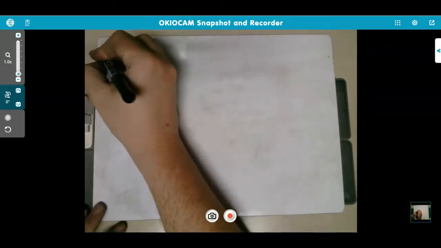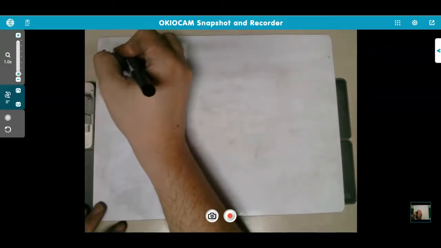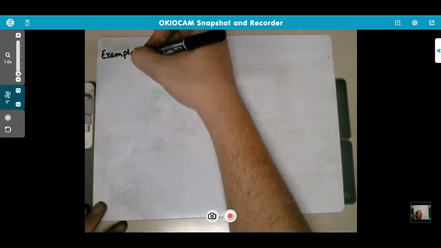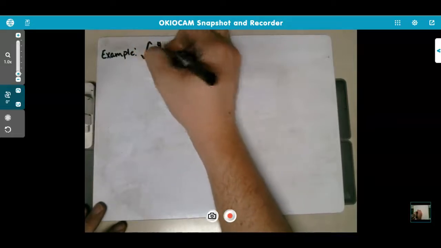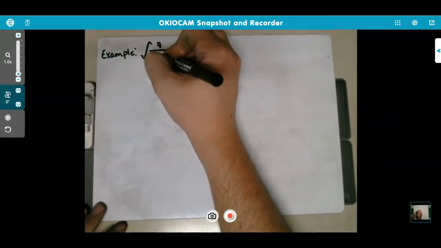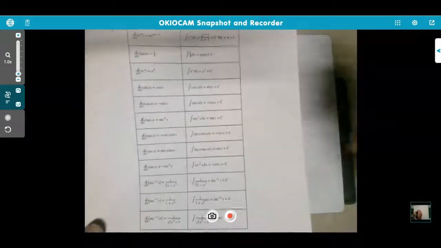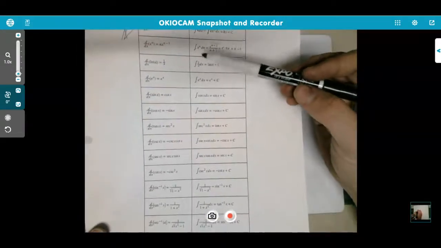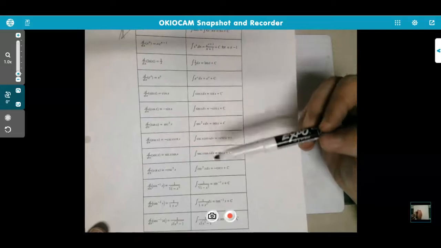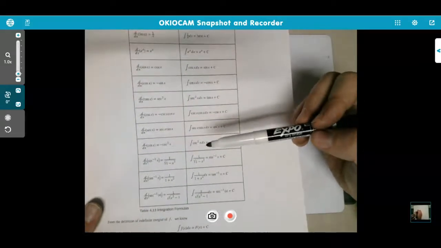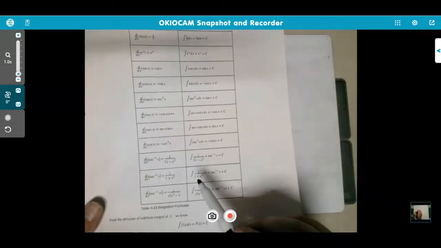Example. Let's do the integral of 4 over 1 plus x squared dx. All right, so looking at this, there's not an easy rule I can think of off the top of my head, and so I'm going to look at the rules that I know on this little chart and see if there's any that look kind of like it. All right, so I'm looking through here. Oh, and look at this rule right there.